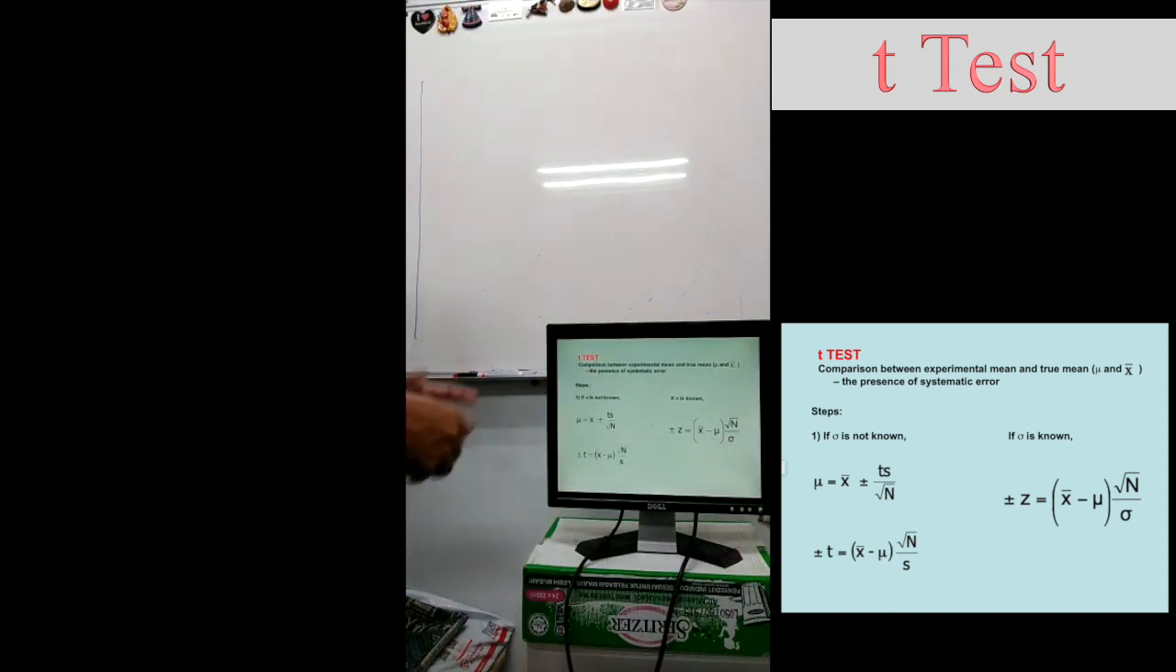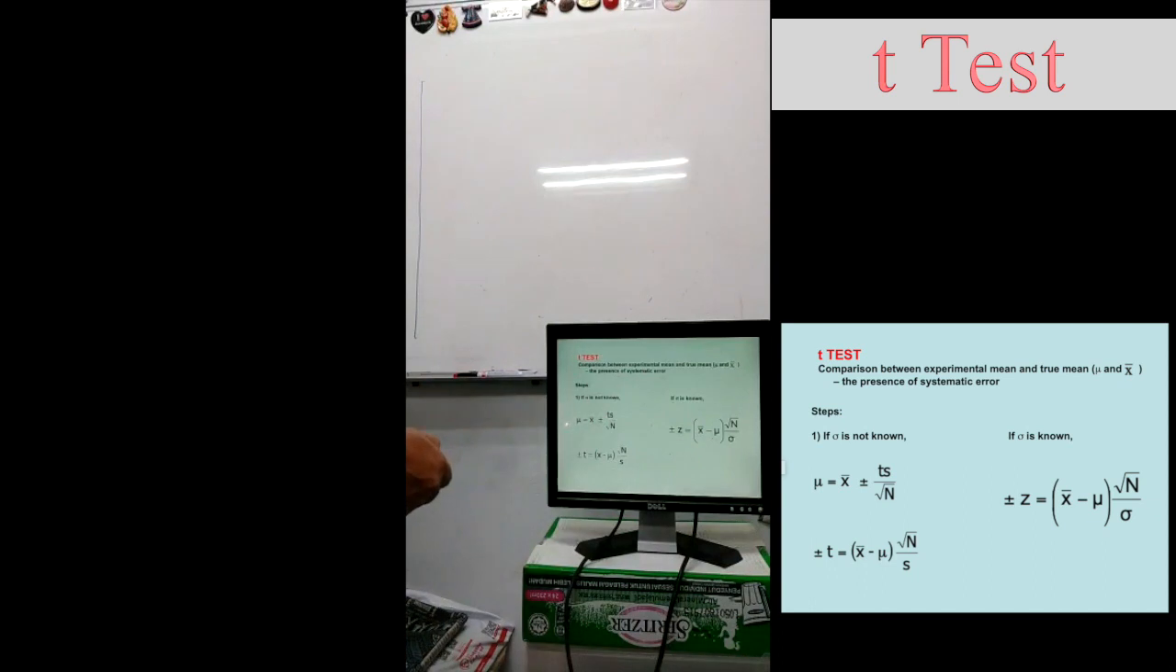The t-test is actually the method to test whether there is a significant difference between mu and x, or x1 and x2. We use the t-test when we compare the experimental mean, which is our x bar, and the true mean, which is mu. We can also use the t-test for the presence of systematic error. This is the step of how to use it.